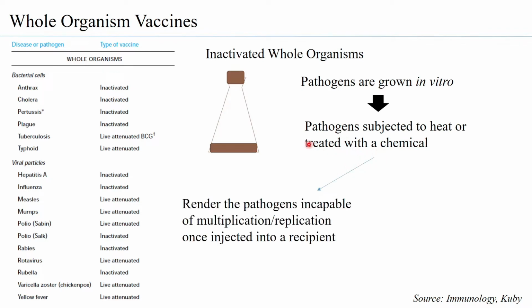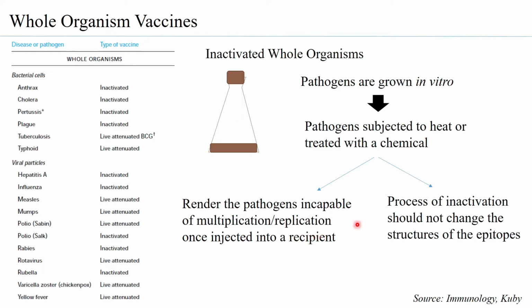One, that on inactivation, the pathogens are rendered incapable of multiplying, or basically they are not able to replicate inside the host per se. And therefore when it is injected into a recipient, the dose that is given is the amount of the inactivated virus or inactivated bacteria that is going to be given to the person. Now, secondly, the process of inactivation should be such that it should not change the structures of the antigenic determinants which are present on the surface of the bacteria or surface of the virus. So that has to be taken care of. Otherwise, the antigenicity or the immunogenicity is going to be lost.